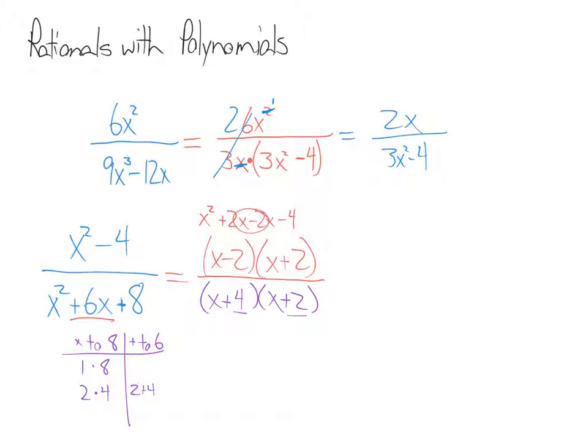Okay? So now we can cancel the x plus 2's like Robbie said. And again, we're allowed to do that because we've changed this from a bunch of things added together to multiplication. Once it's multiplication, you can cancel things out. So our final answer in this case is x minus 2 over x plus 4.